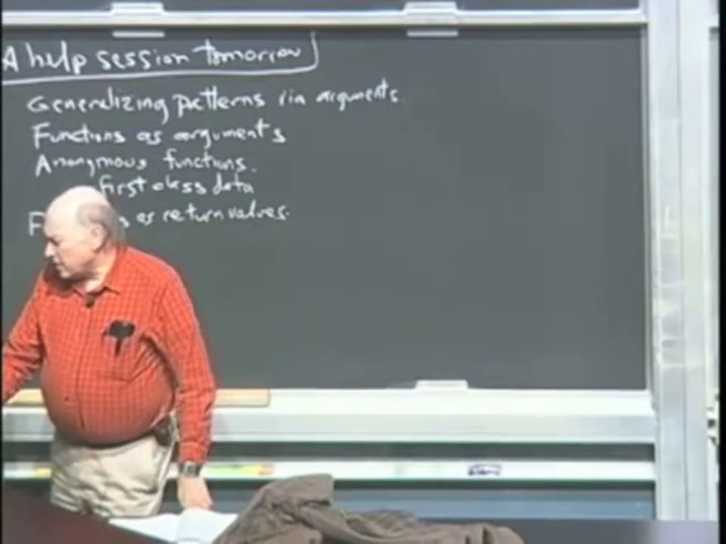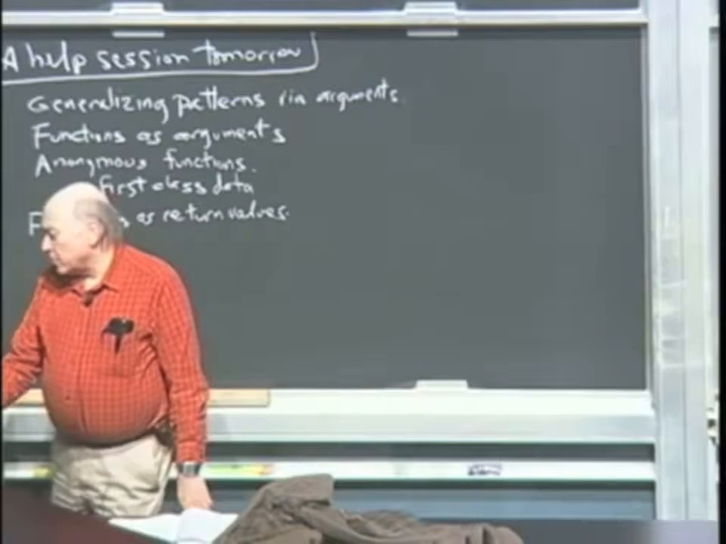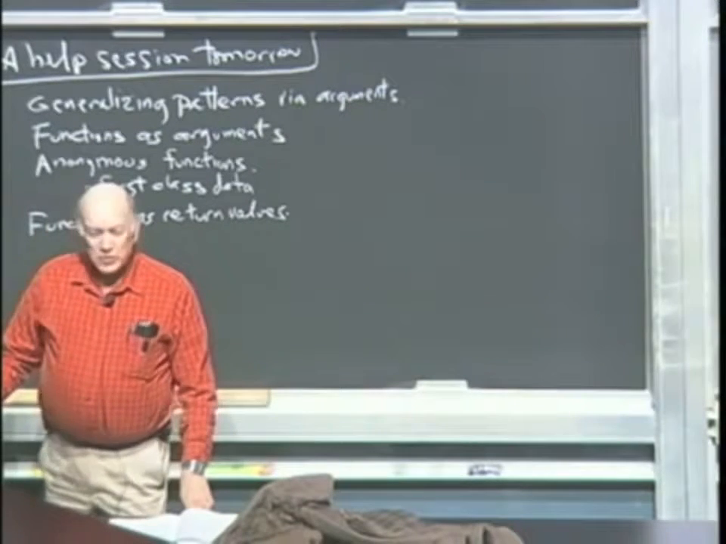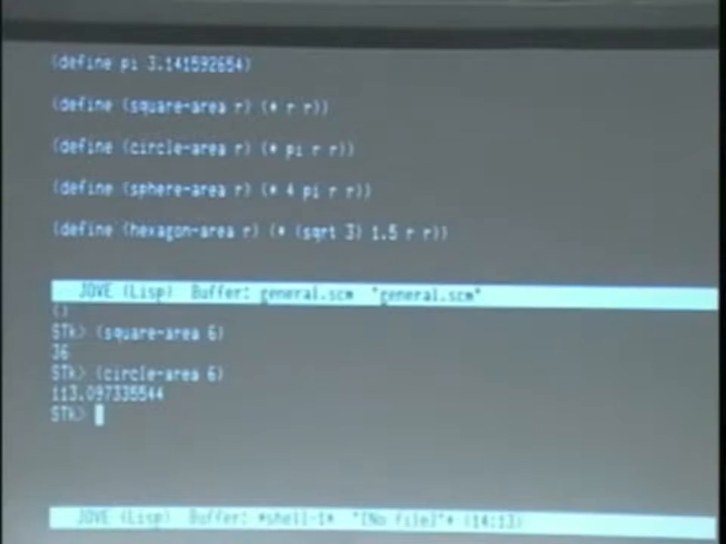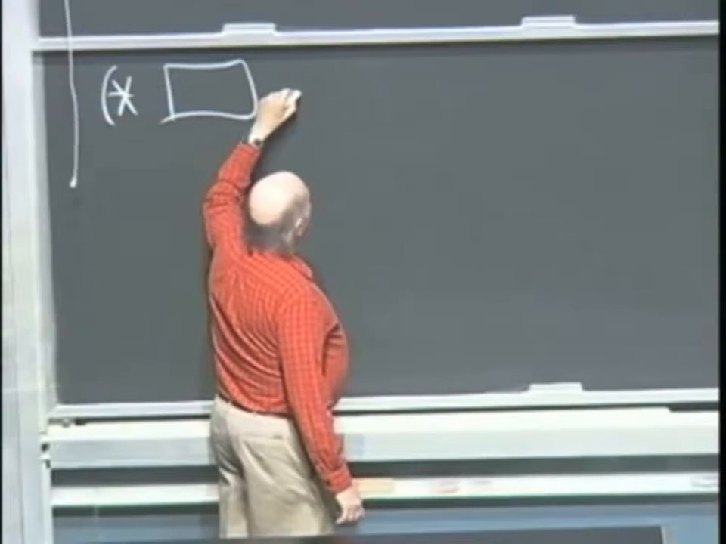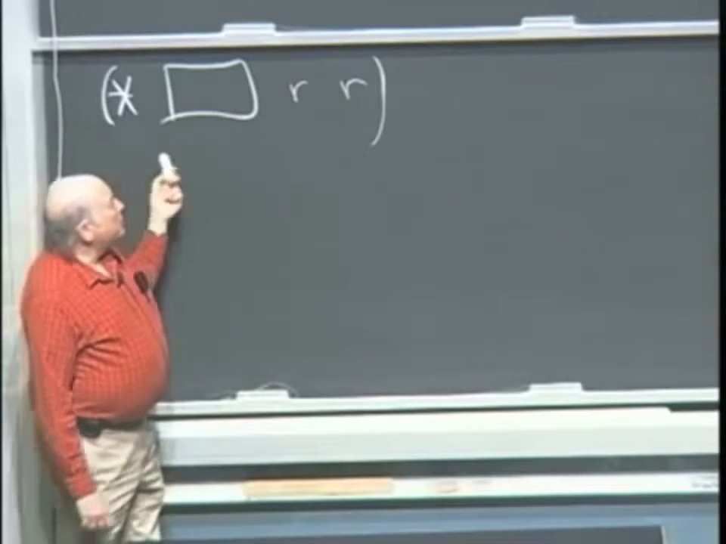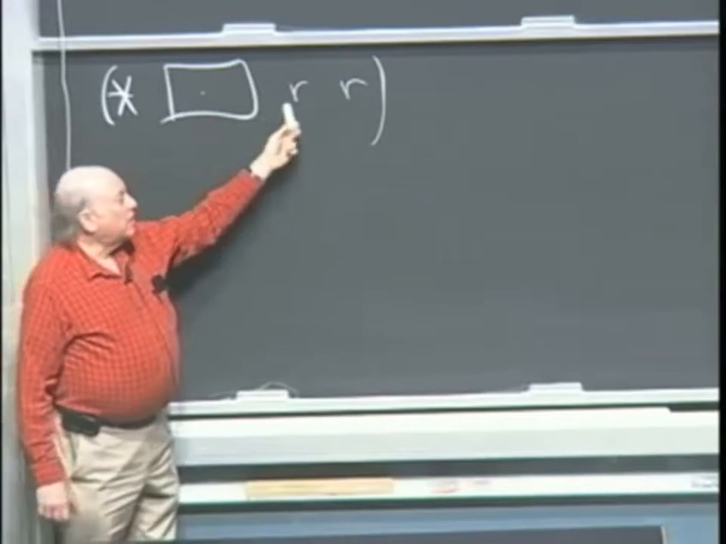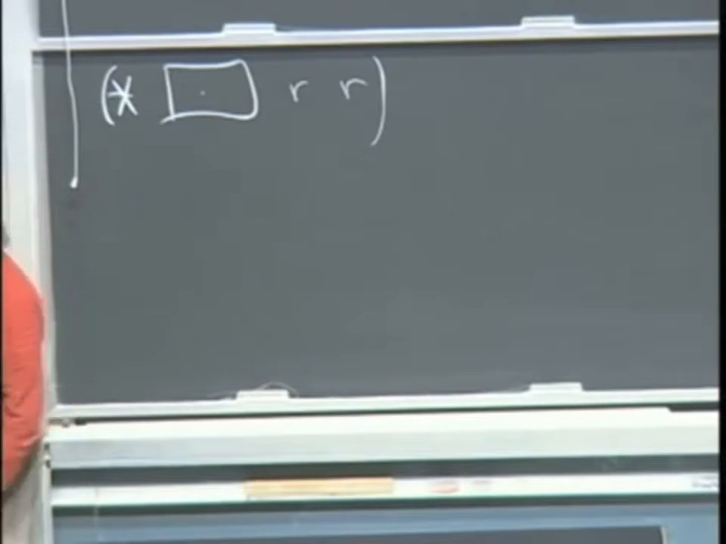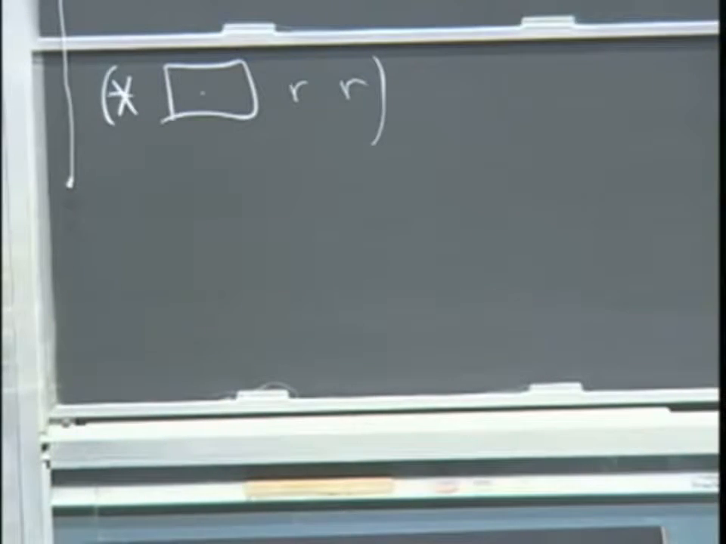And down at the bottom is an example: a square of side 6 has area 36, and a circle of radius 6 has area 113 point something. If you look at the actual procedures, you see that there's a pattern. Namely, they're all times something or other, and then radius, or some linear dimension. So it's always some constant times argument squared. These are all functions of one argument, r.